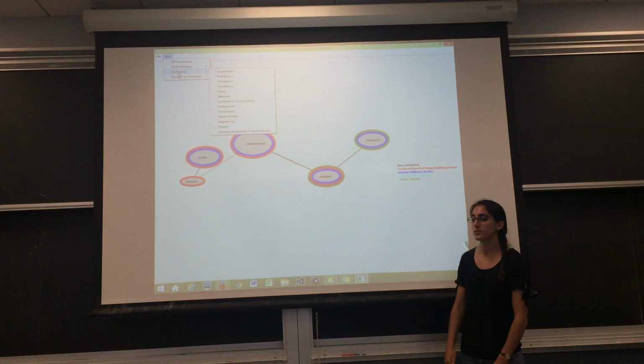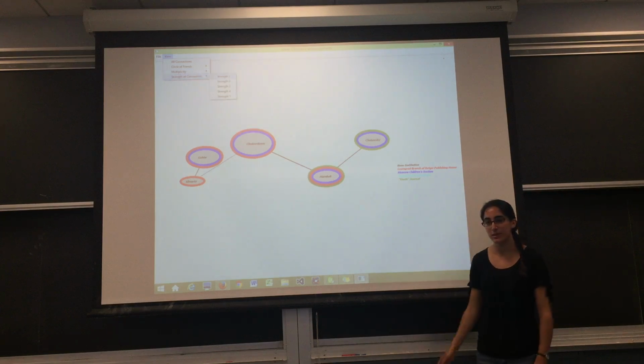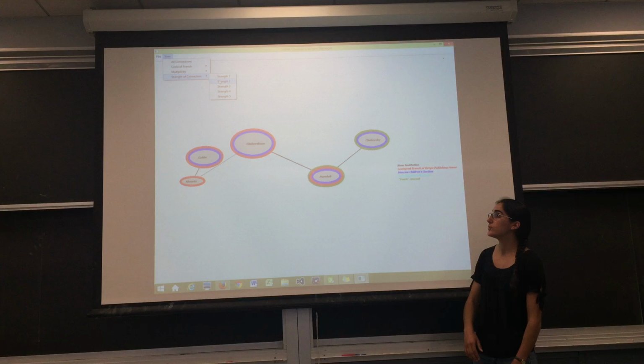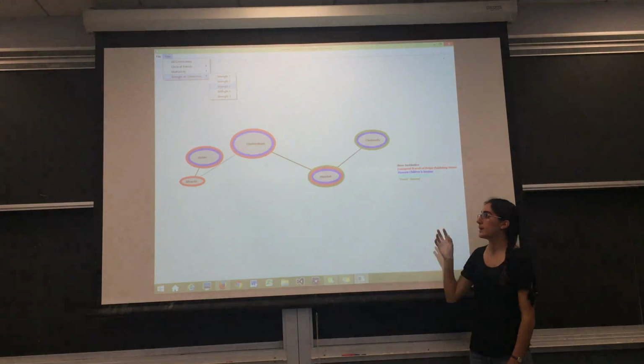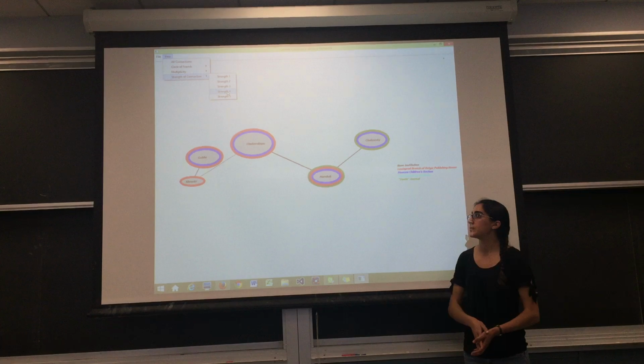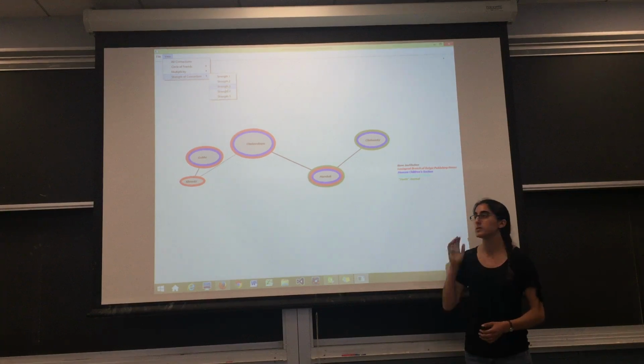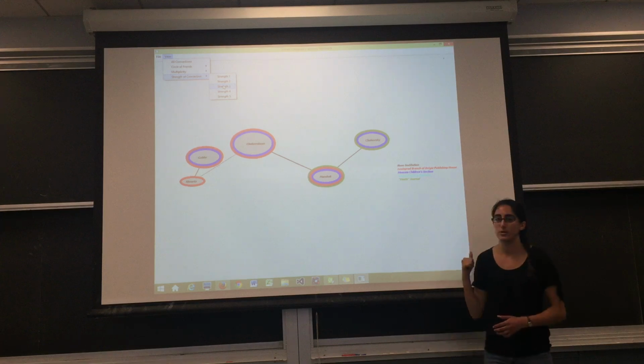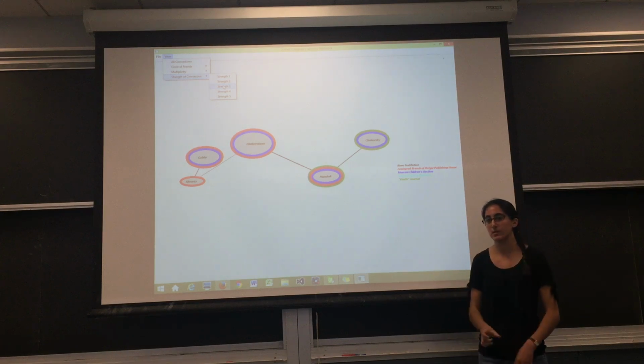And finally, the strength of connections, which Stephen was talking about earlier. If you select any one of those strengths, it will show only writers with those strengths of connections. The strengths are between 1 and 5, with 1 being the weakest, the thin lines, and strength 5 being the strongest, the thickest lines.